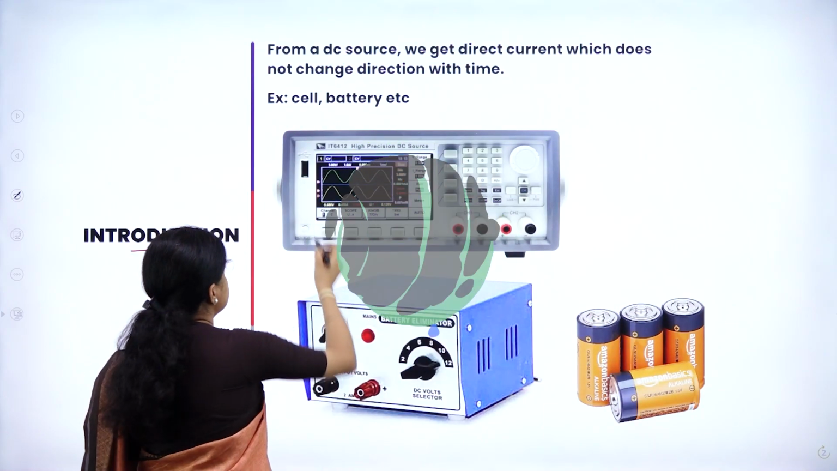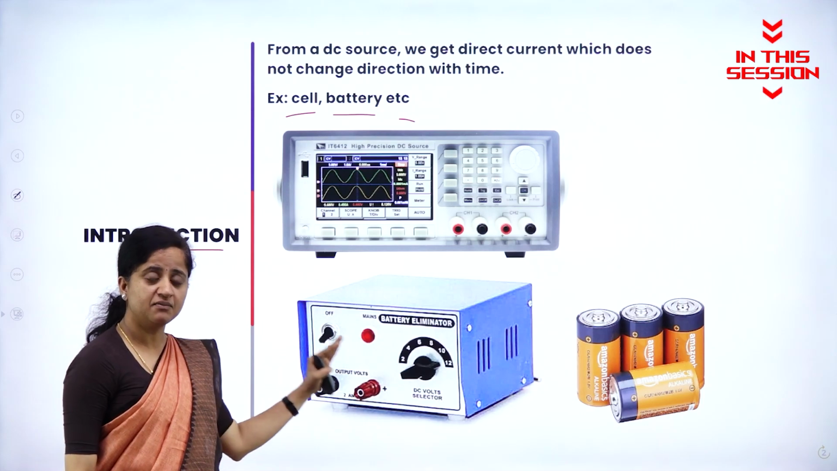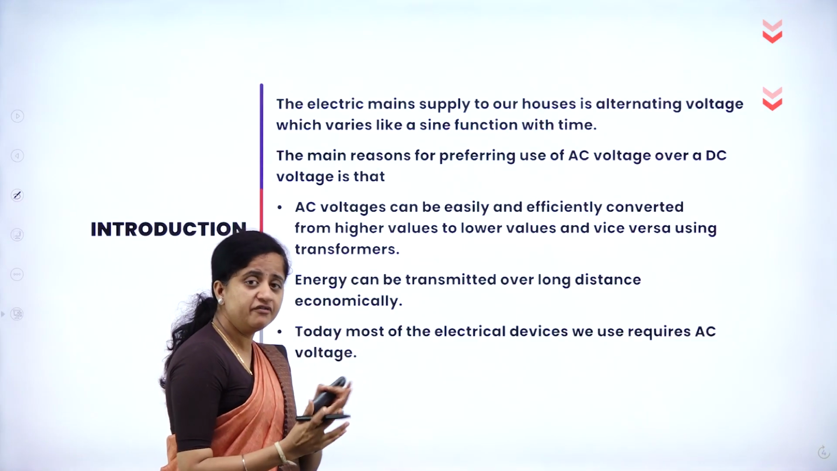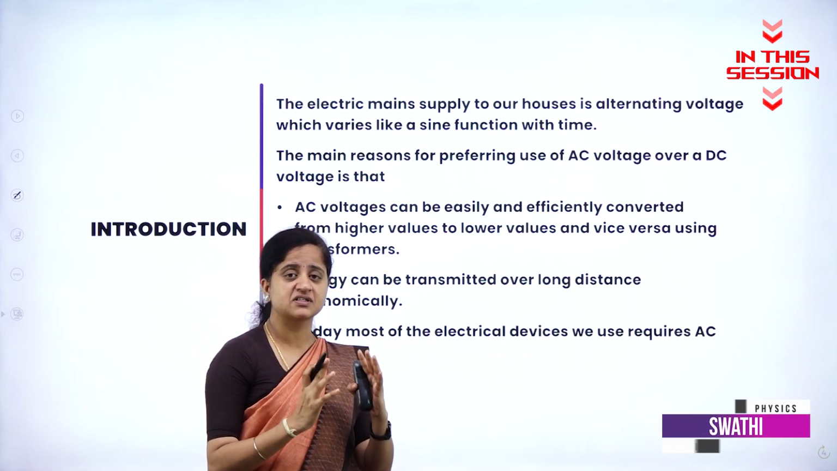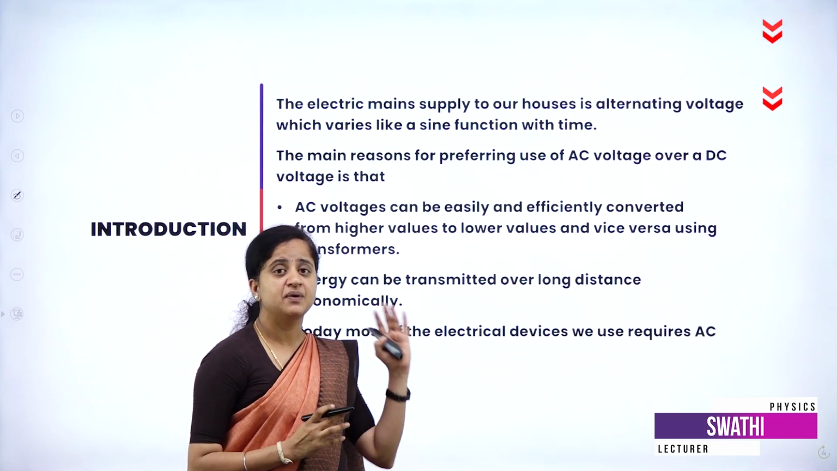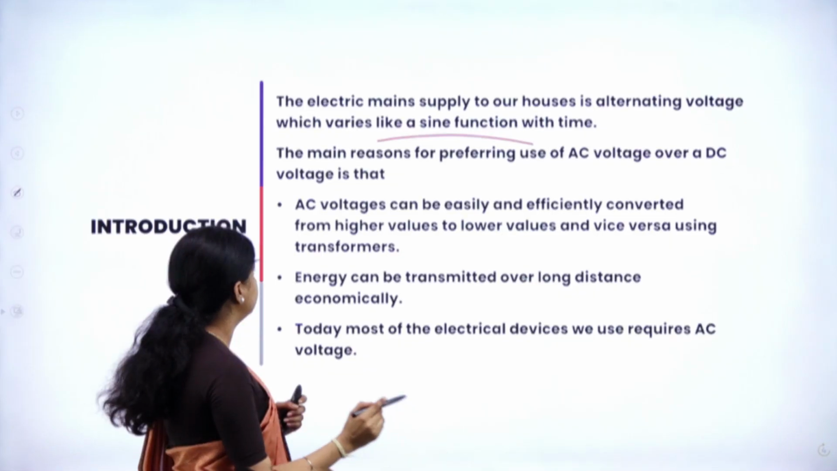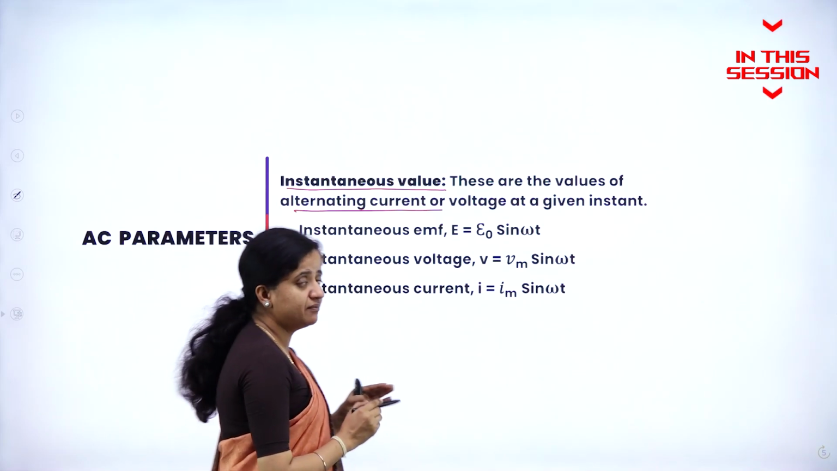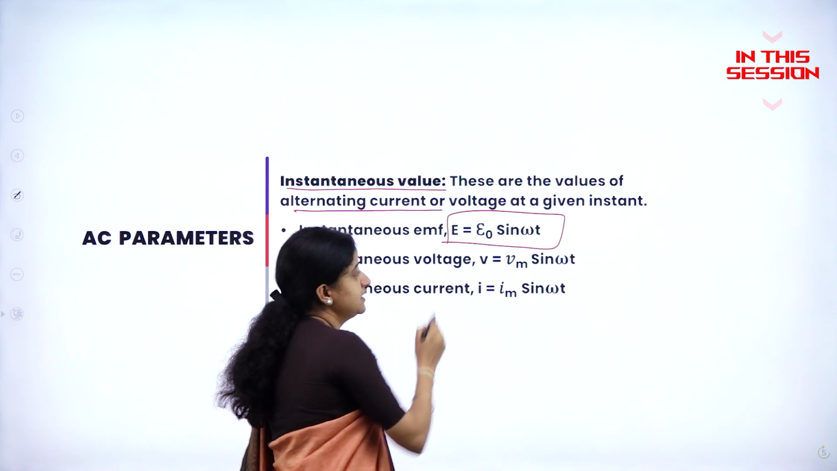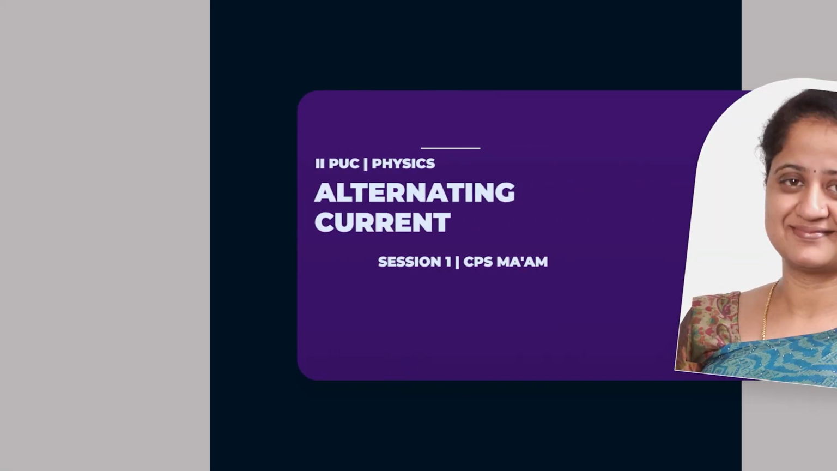Some of the DC sources are cell, battery and etc. So these are some of the examples for direct current sources. So there is a lot of uses from this AC because even in our houses we use alternating current which varies like a sine function with respect to time. The instantaneous value of EMF or instantaneous EMF is calculated by the expression E is equal to E naught sine omega t.